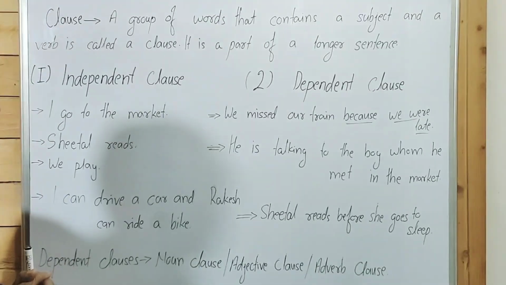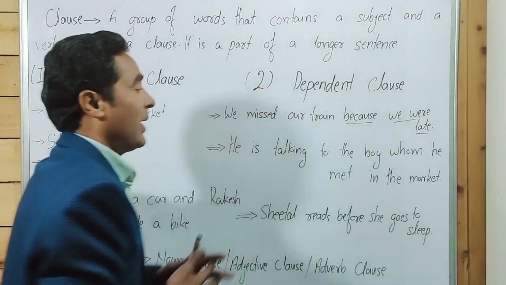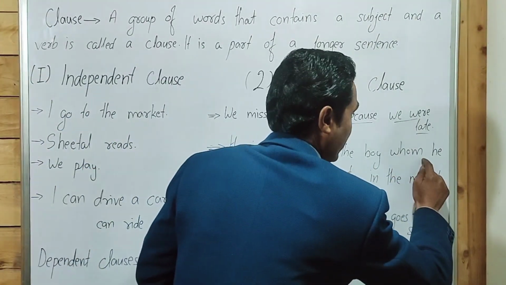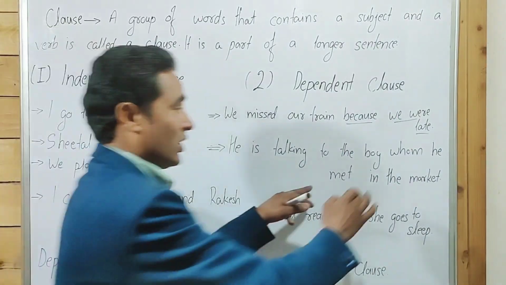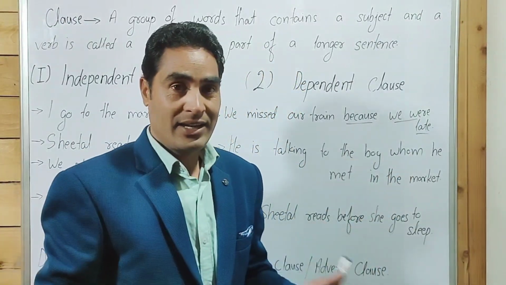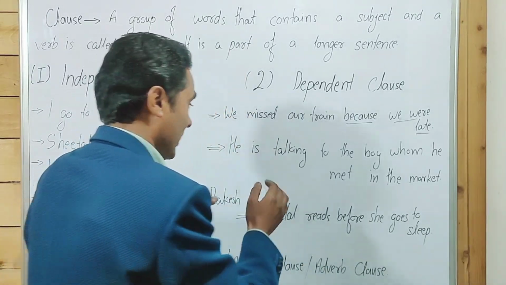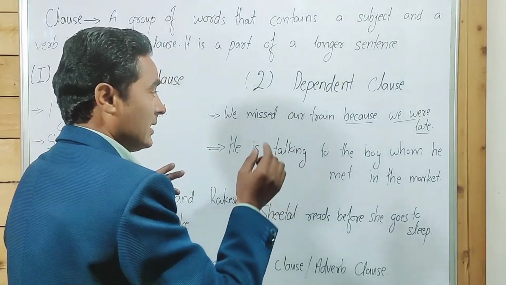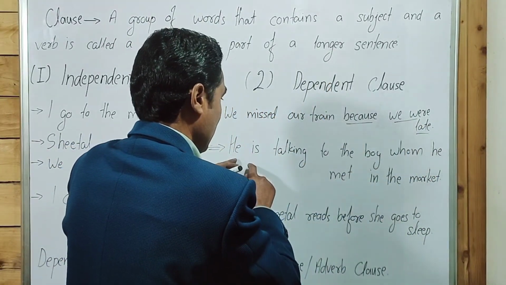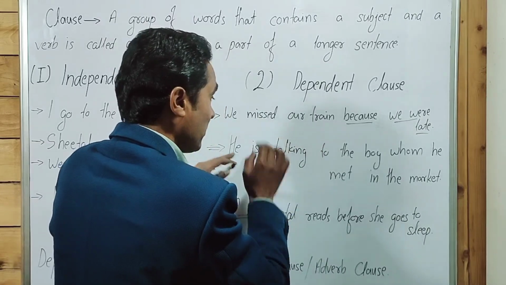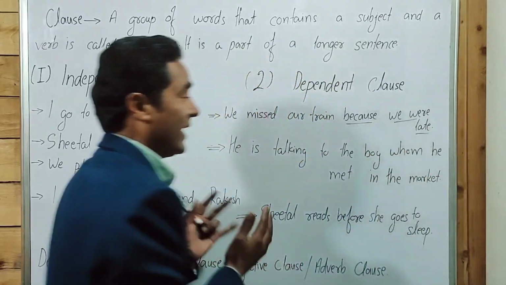Complete sentence. He is talking to the boy is an independent clause. Whom is a subordinate conjunction. Whom he met in the market. Dependent clause. Okay? Incomplete sentence and sense. So when we combine an independent clause with a dependent clause, we make a complete sentence. He is talking to the boy whom he met in the market.